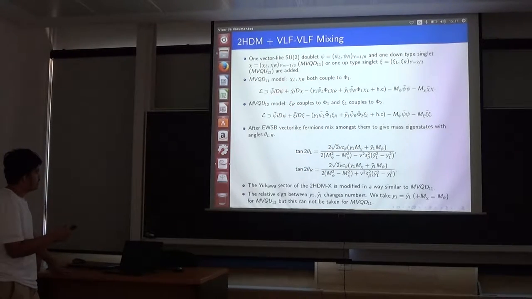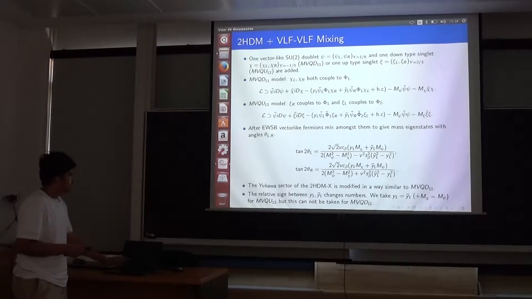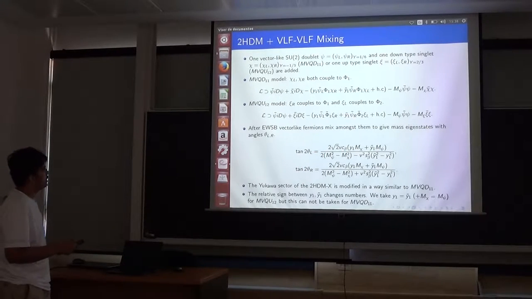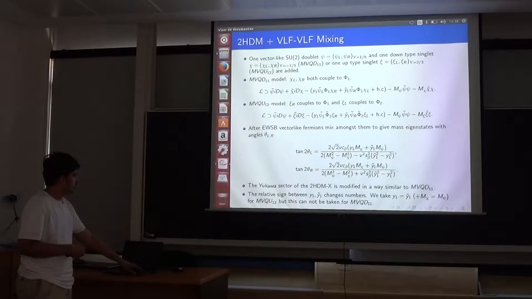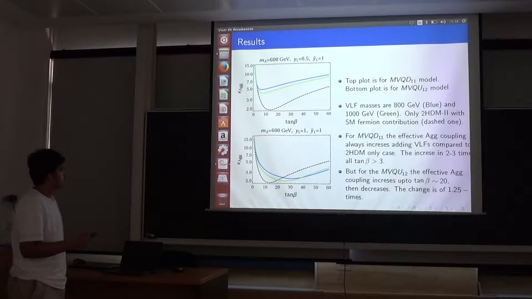So we take the first case, and then electroweak symmetry breaking in the vacuum expectation value will mix the vector-like fermions amongst themselves, and the mixing angles are like that. Also, 2HDM type 2 has this full effect, and the full thing is repeated for 2HDM X, and the relative sign of Y1 prime here changes the numbers. For plotting purposes we take Y1 and Y1 prime and take both mass eigenvalues the same. For the second model we can take this easily, but it cannot be taken for the first model, because if we take both equal, it will diverge.